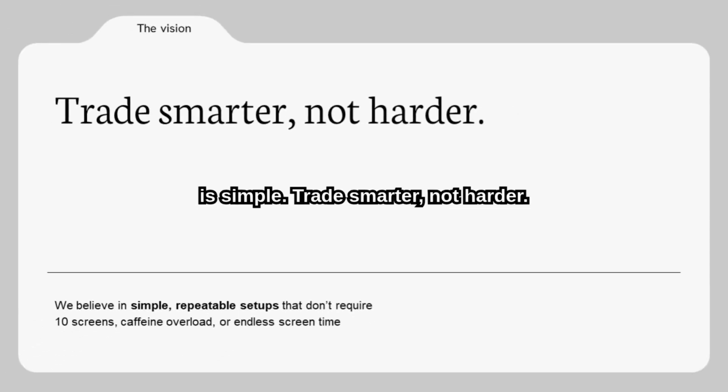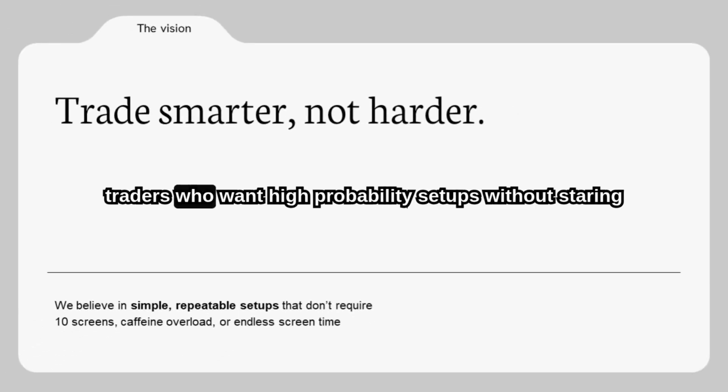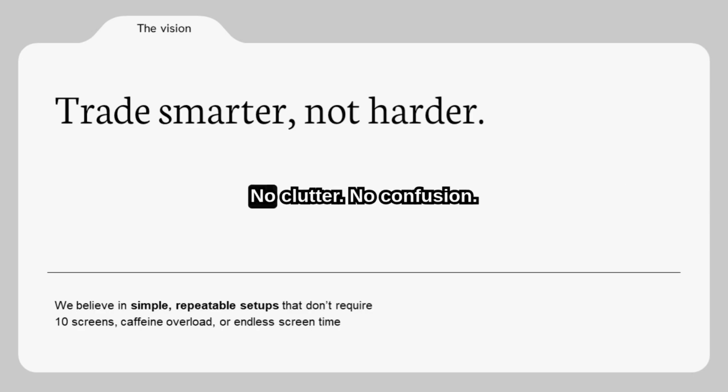The vision is simple: trade smarter, not harder. This system is built for traders who want high probability setups without staring at charts all day. No clutter. No confusion. Just clean strategy that works.